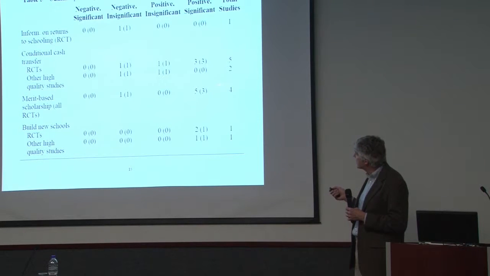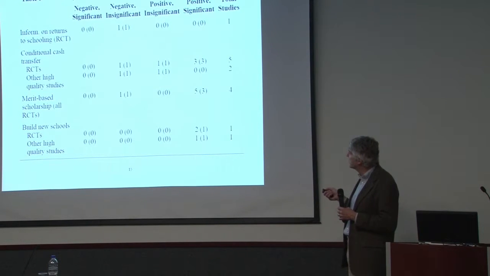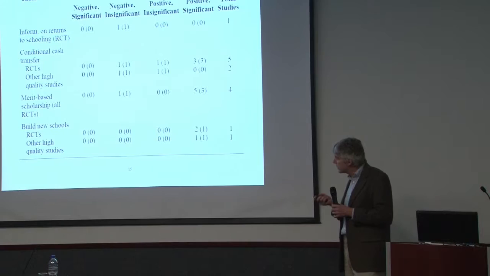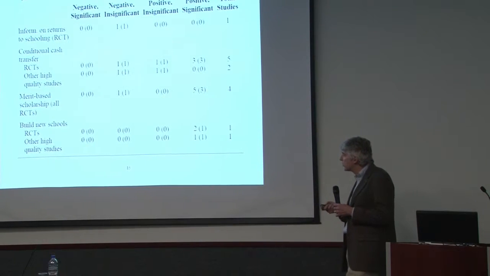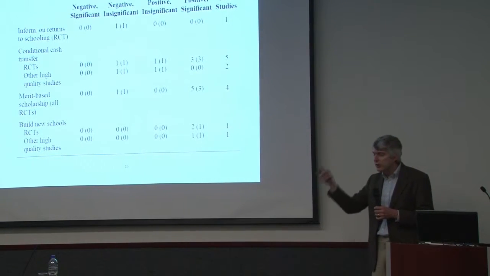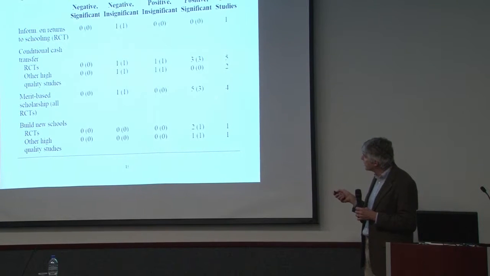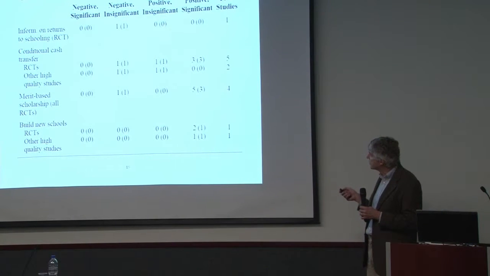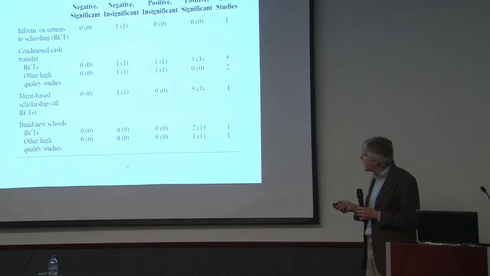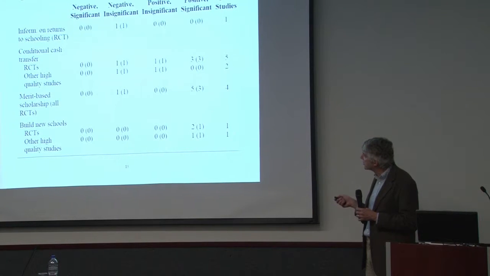Merit-based scholarships, the estimates are clearer. If you tell kids, look, if you do well in school, we're going to pay for additional years of schooling, that actually increased learning in 3 out of the 4 studies. So that seemed to work pretty well. And finally, building more schools also worked.